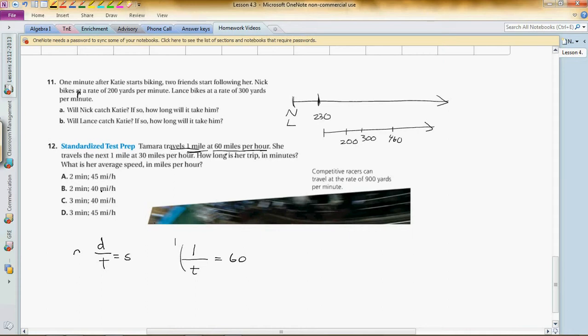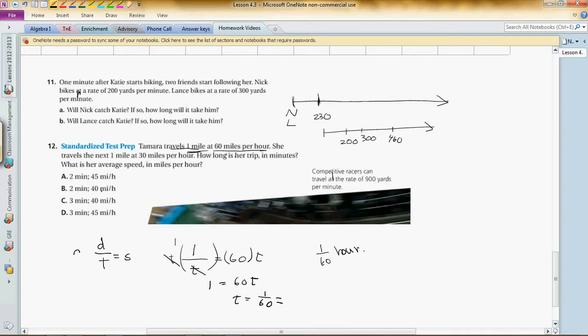How do we solve this one? Multiply both sides by t, so we can cancel this out. So we have 1 equals 60t. So t is 1 over 60, right? 1 over 60 what? Are we talking about minutes? We are talking about hours. So we are talking about 1 over 60 hours. Therefore, what's 1 over 60 hours? That's 1 minute, right?